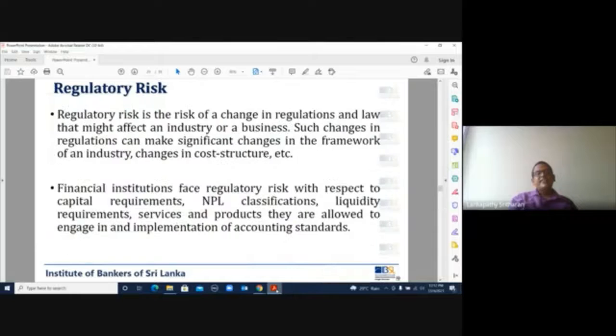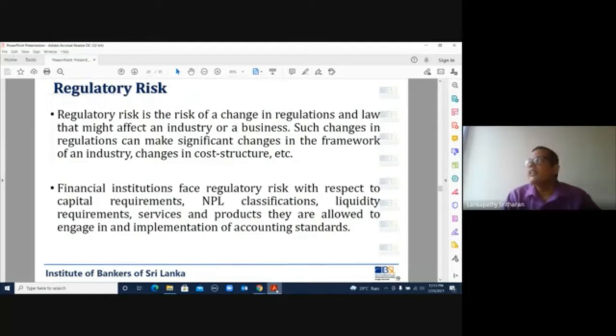Regulatory risk is related to legal risk, but something different. Regulatory risk is a change of regulations and law that might affect the industry or business. Such changes can be significant changes in the framework of the industry, changes in cost structure, etc. For example, when Basel III was introduced, it required more system enhancement that may create costs or losses. So that can be called a regulatory risk.